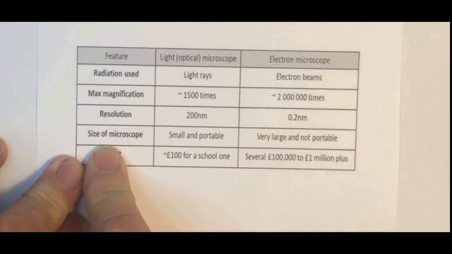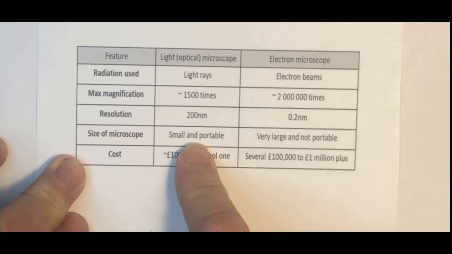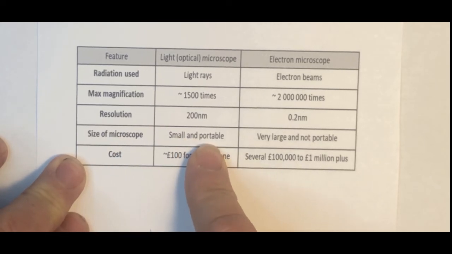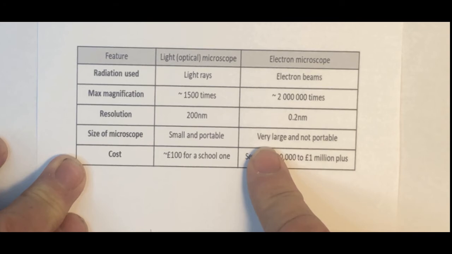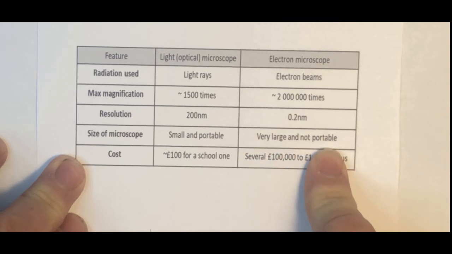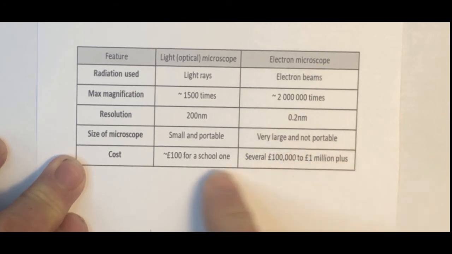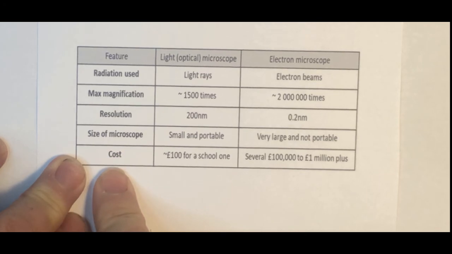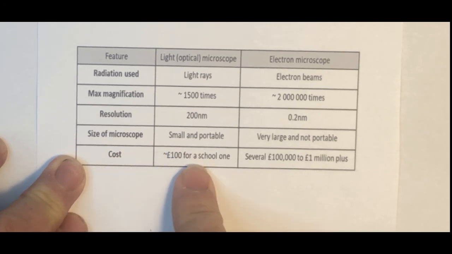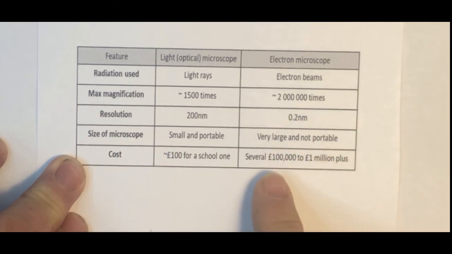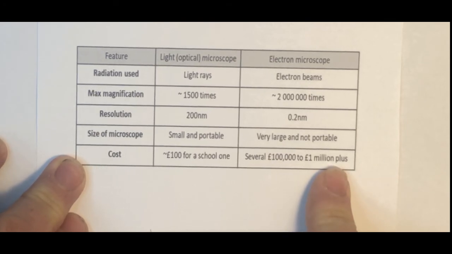The size of the microscope: a light microscope is small and very portable. An electron microscope is huge, very large and not very portable at all. A feature of a light microscope is that its cost is about £100. An electron microscope is several £100,000 to £1 million plus.